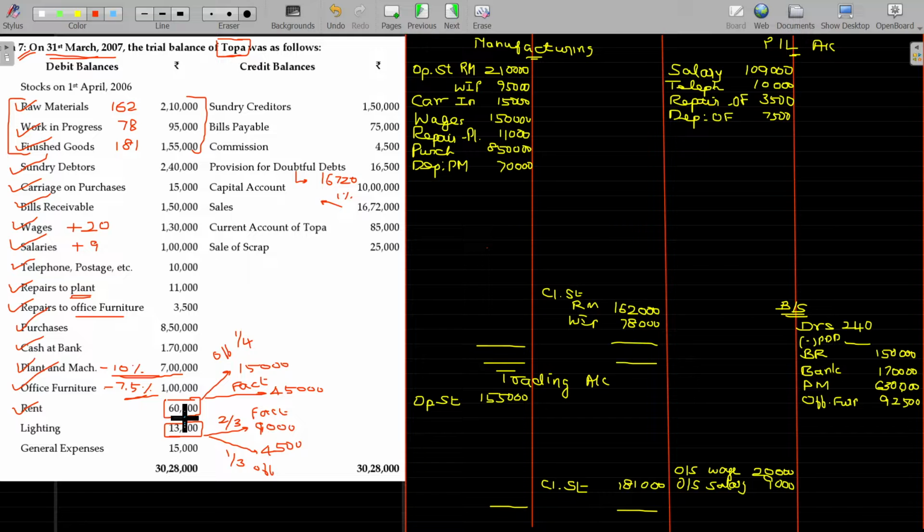Rent, total 60,000. 15,000 is meant for what? Office will come in the P&L account. 45,000 related to the manufacturing will come in the manufacturing account. So rent for factory will be debited in the manufacturing account, 45,000. Rent for office will be debited in the P&L account, the value being 15,000.